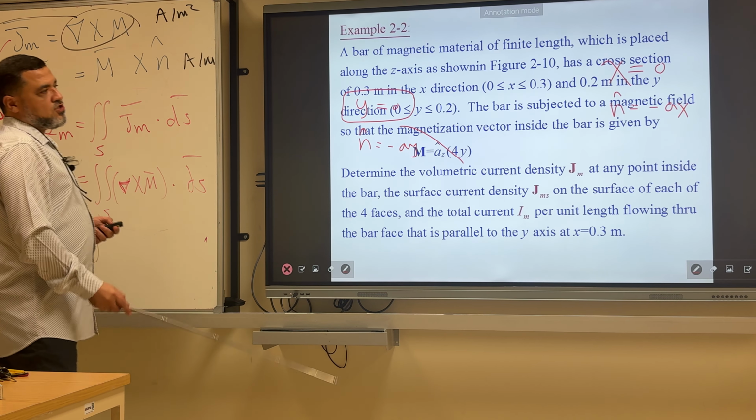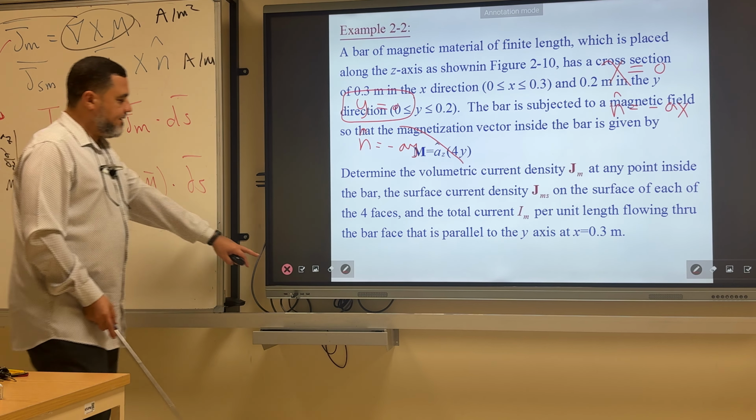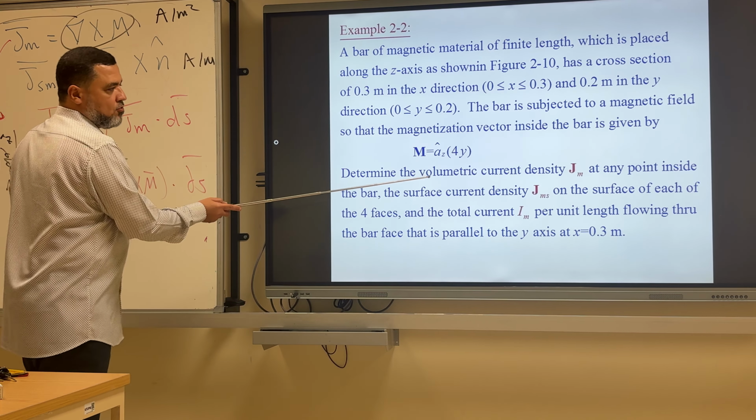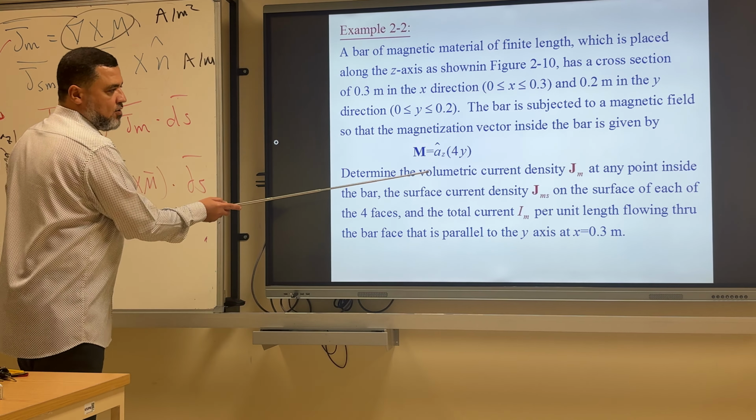So in this question, we need to find the surface current density inside the material. We call it volumetric current density, which can be found by curl M based on the given M. So we just take the curl of this M. The curl of this M will be partial Mz partial y, because we have only 4y.